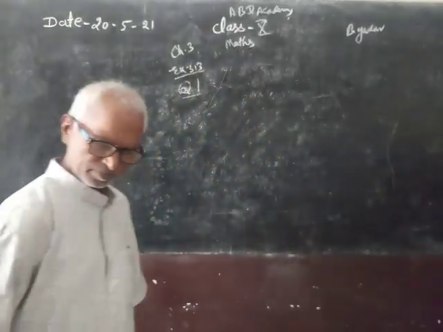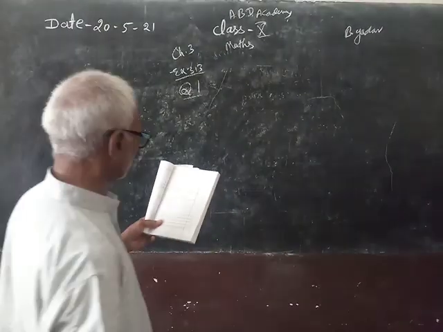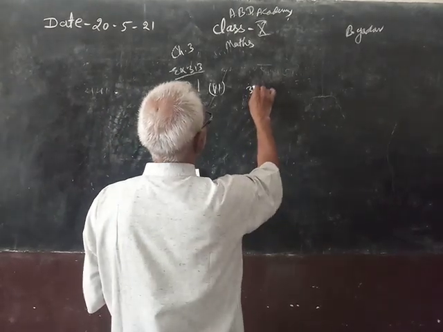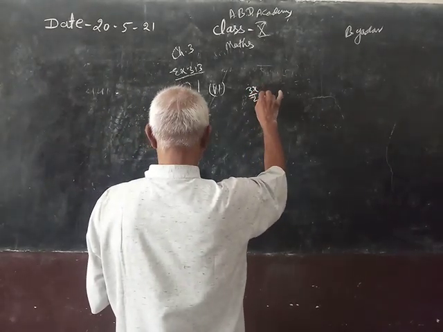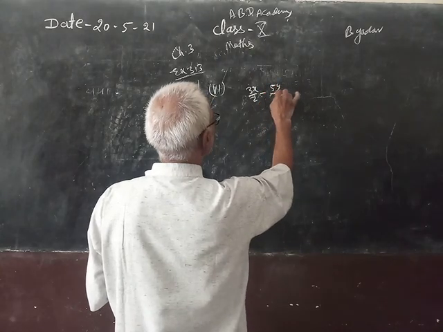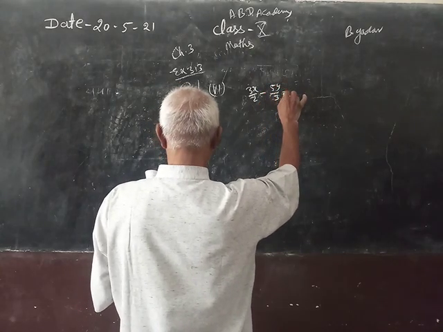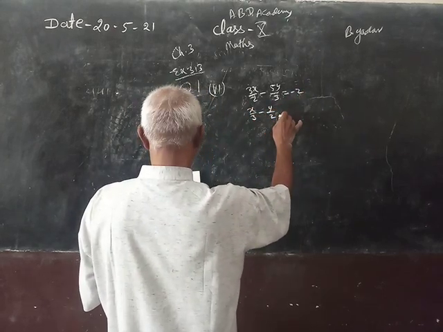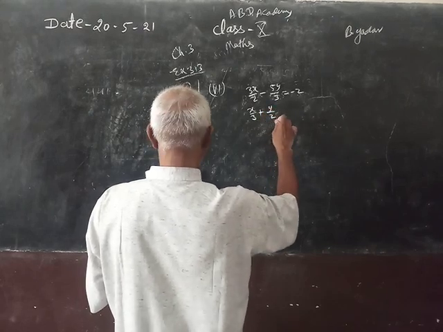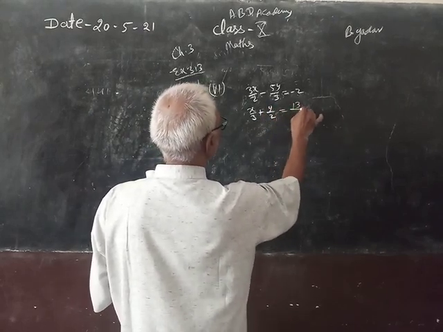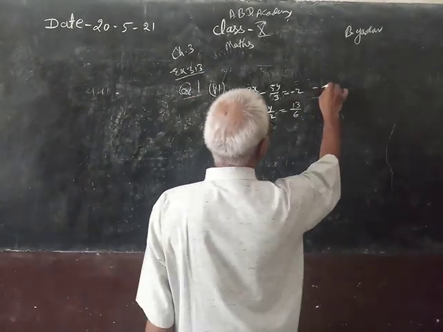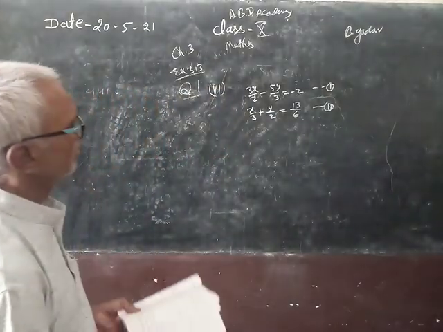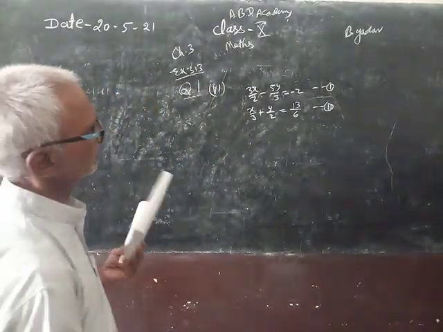So here, the sixth part of question 1 is 3x by 2 minus 5y by 3 is equal to minus 2, and x by 3 plus y by 2 is equal to 13 by 6. These two equations are given and we have to solve by the substitution method.